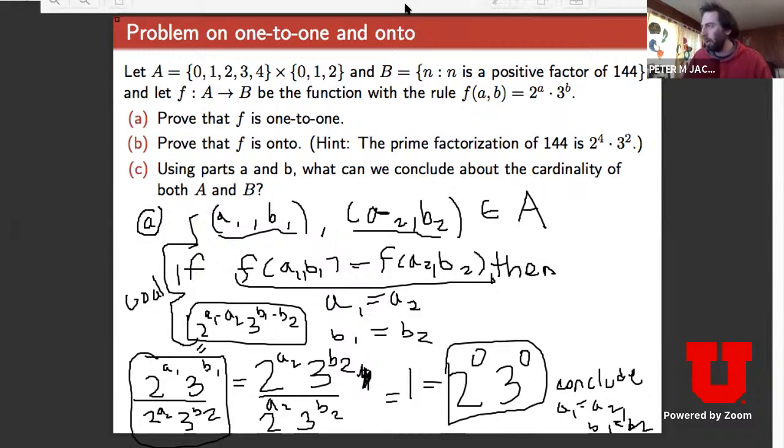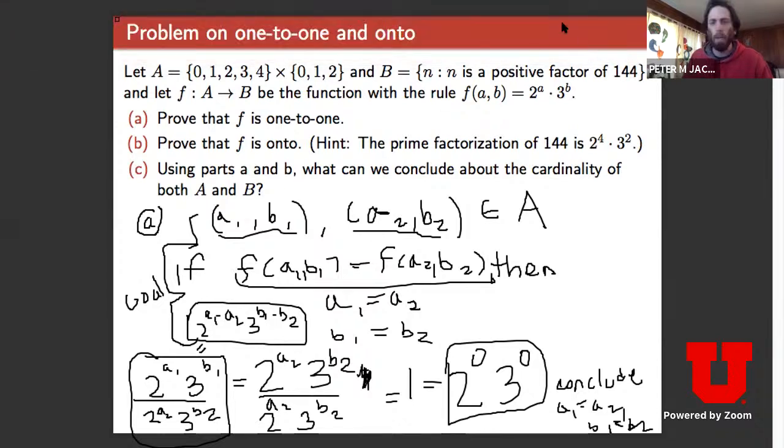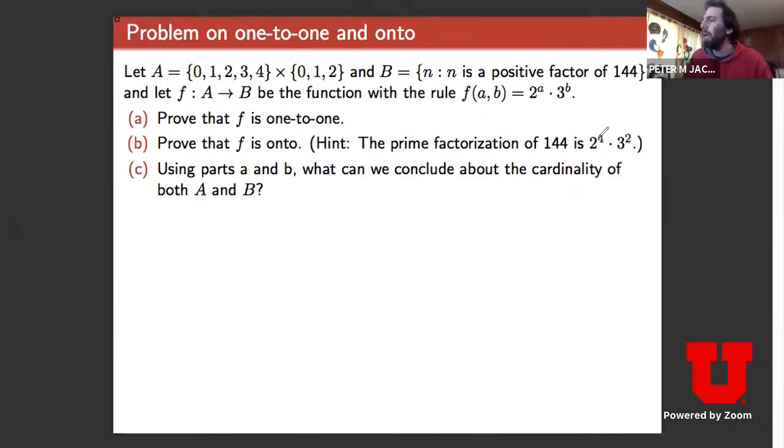Okay, so the next part is part B, and I'm just going to erase this, clear this. Okay, so all right, for this part, we want to show that f is onto. So does anybody have in mind how to get started with that?